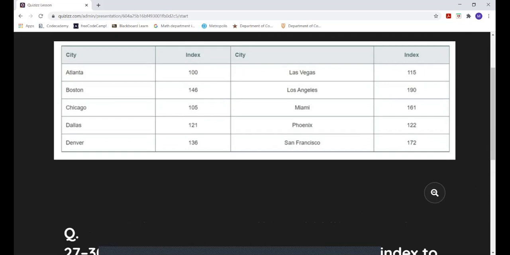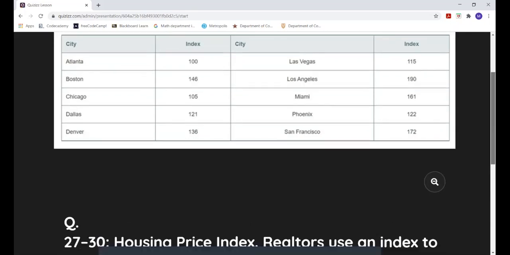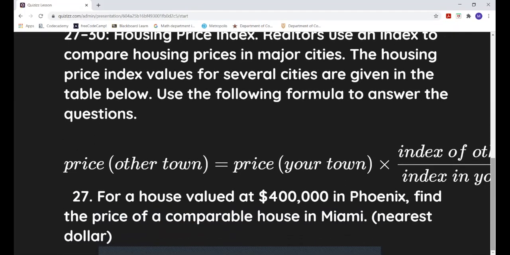You might even be able to guess, even if you didn't know that formula. Just knowing whether this thing is going to go up or down, you could probably guess what order those numbers are going to go in. Maybe. This is the nearest dollar, so I think you're going to have to round it up, is what it looks like.